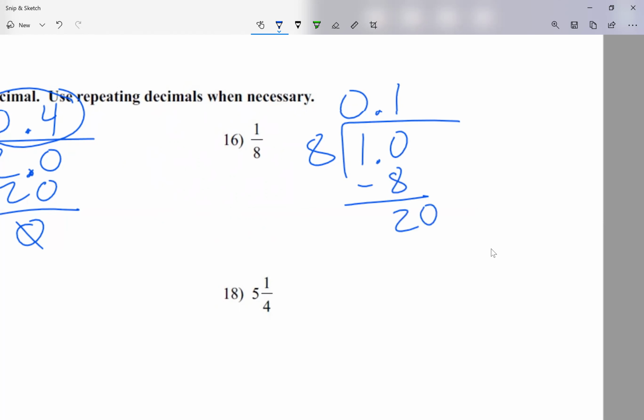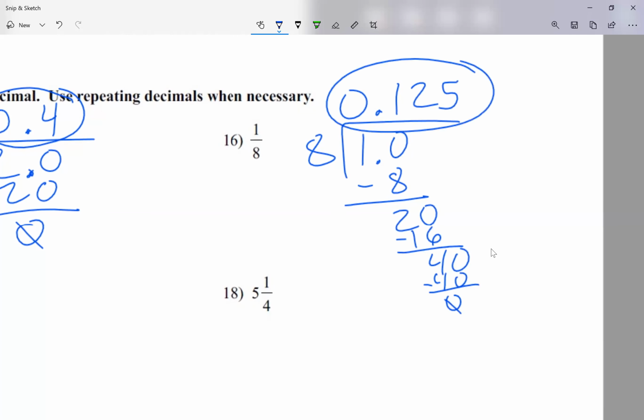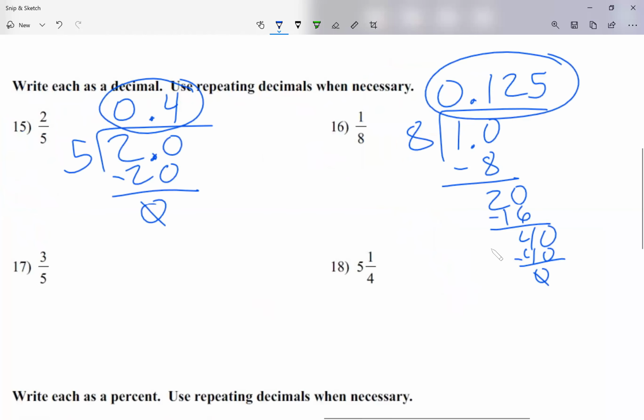All right, so let's bring down another 0 here. How many times does 8 go into 20? I know 8 times 2 is 16, so that doesn't go over. 8 times 3 is 24. Okay, so that's too high. So I'm going to say 2 times. 8 times 2 is 16. When I subtract this, I get a 4. Okay, and bring down an extra 0. How many times does 8 go into 40? I'm going to say 5 times, because 8 times 5 is 40. When I subtract this, I get nothing. So there's my answer, 0.125. So I learned how to do it using division.